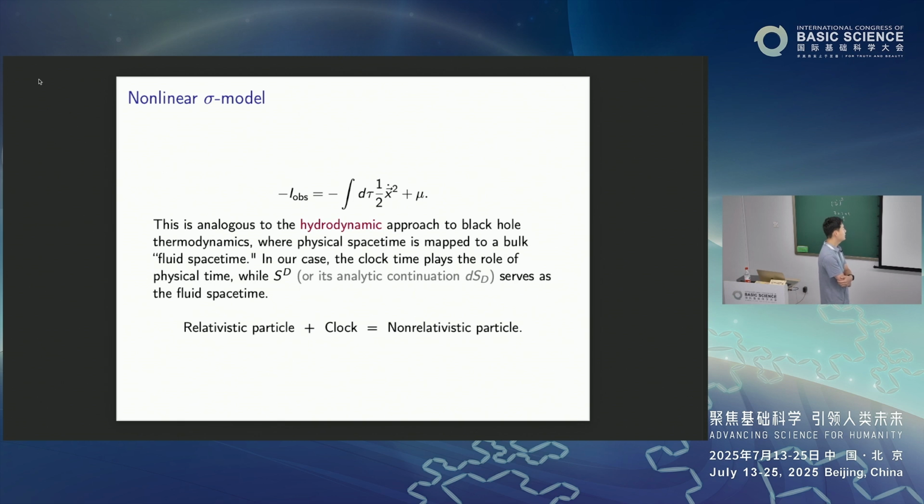So we see that after this manipulation, we find the observer model is nothing but a nonlinear sigma model whose target space maps from an interval to S^D, or under another continuation, to dS^D. It's somehow reminiscent of the hydrodynamic approach to black hole thermodynamics, where you have a physical spacetime and a box spacetime, where the box spacetime is kind of a fluid spacetime.